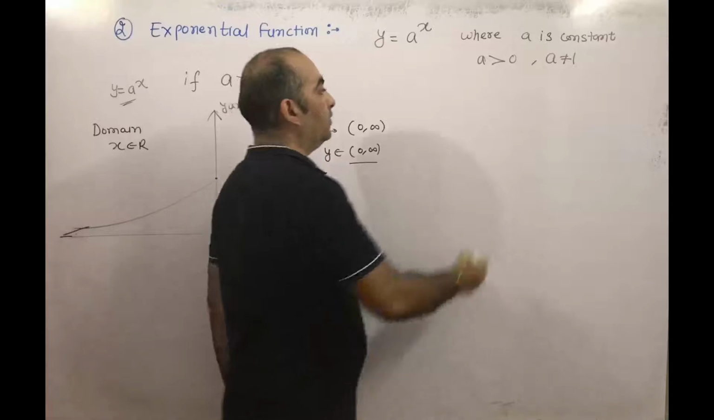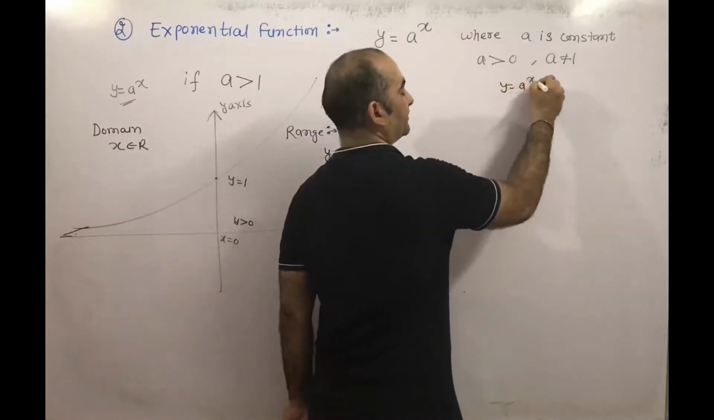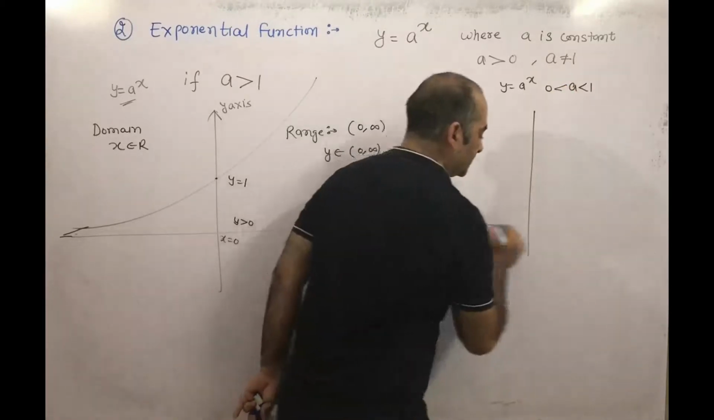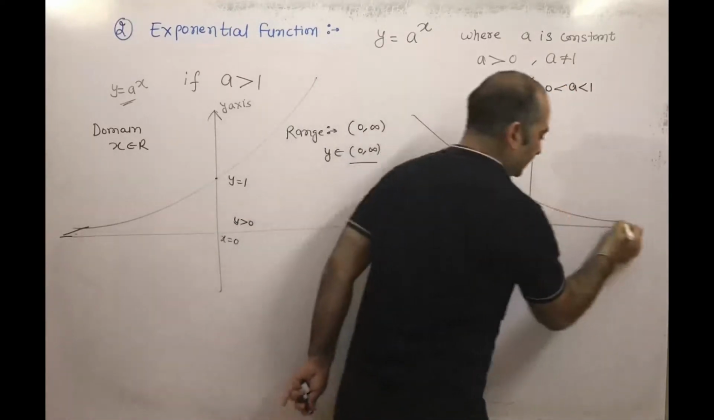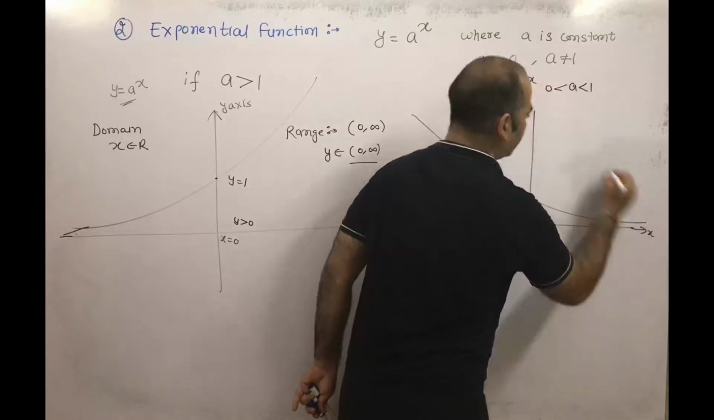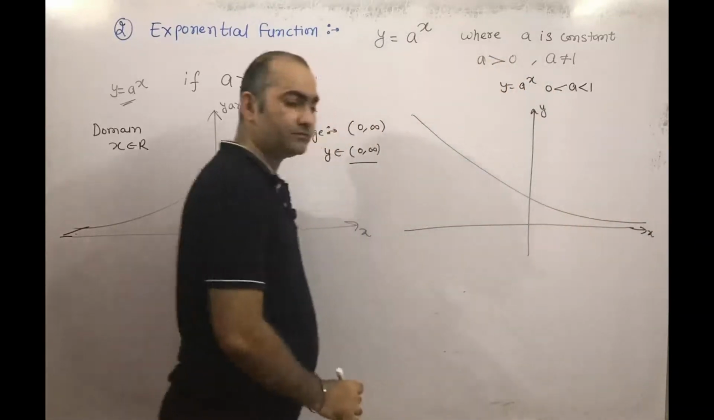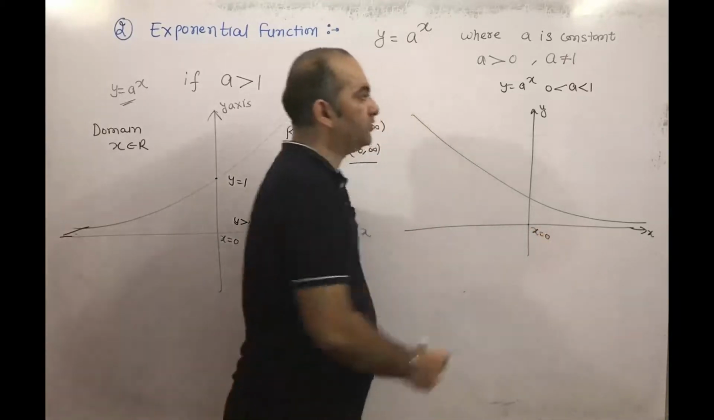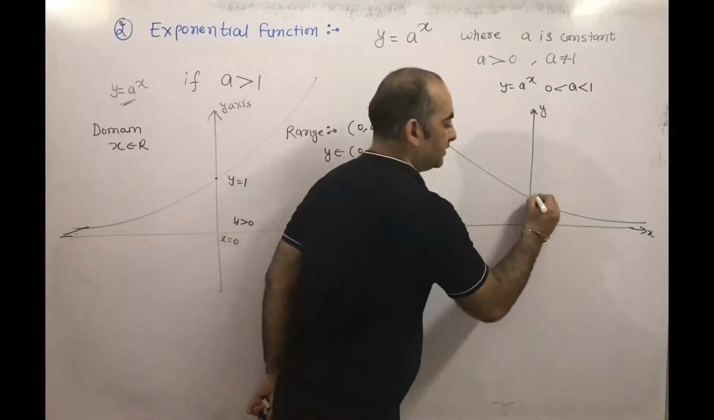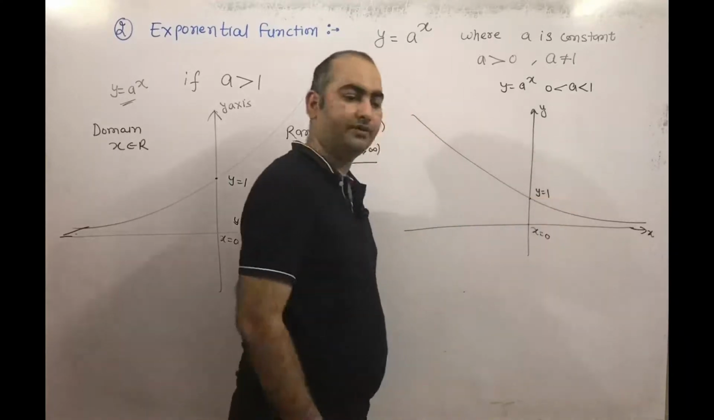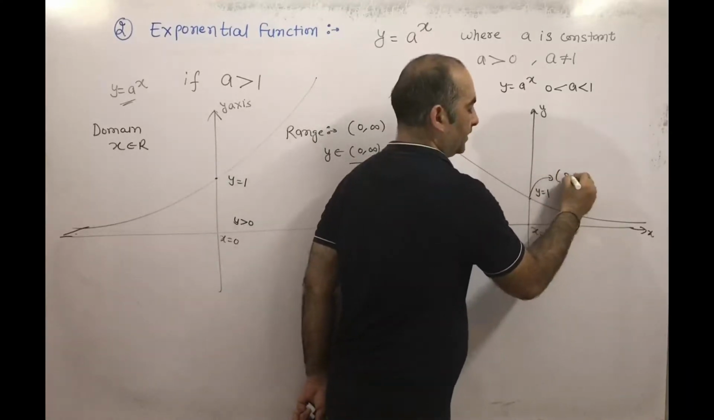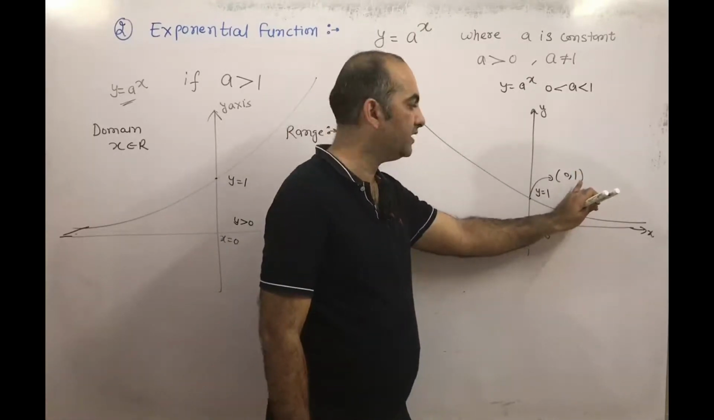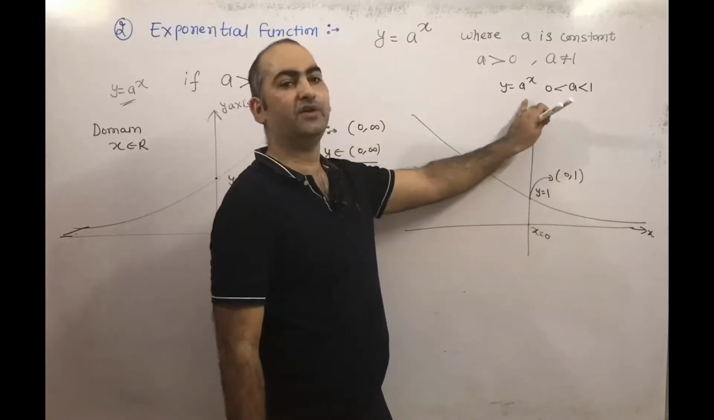Now the graph of y equal to a power x if a is less than 1 and greater than 0. Then the graph will come decreasing, like that. This is the x-axis, this is the y-axis. Here also, if you put x equal to 0, then y equal to 1, so this point is 0 comma 1. So the image of 0 is 1, under the function y equal to a power x.